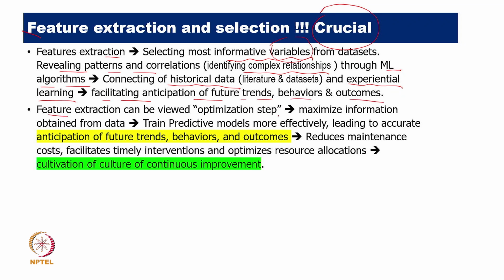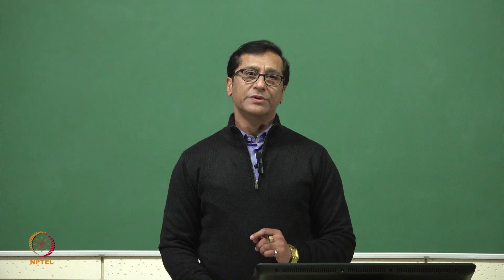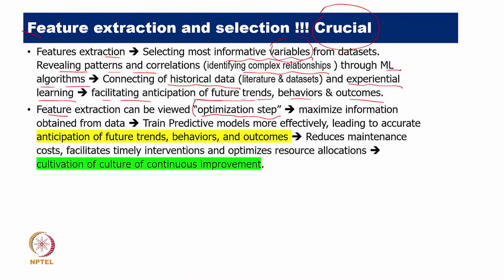We can say feature extraction is the first step toward optimization. This was also explored in the previous lecture. We finally want the performance to be optimized, and feature extraction plays a very important role. What is the real aim? We want to maximize the information which can be obtained from data or from history. With those data, we give some sort of model and train that predictive model more effectively, so that it can finally anticipate future trend behavior and outcomes.